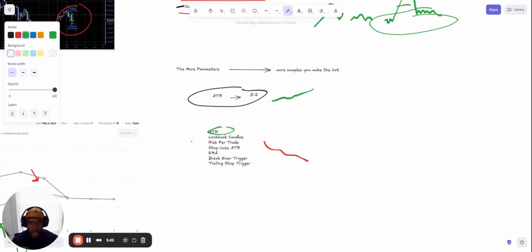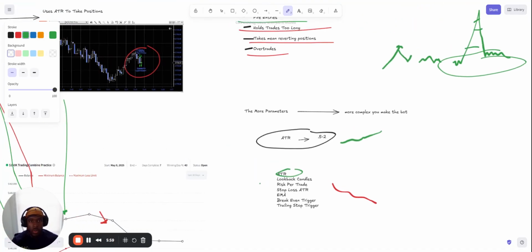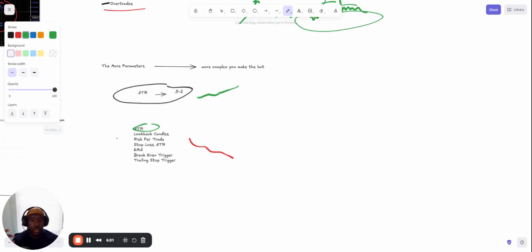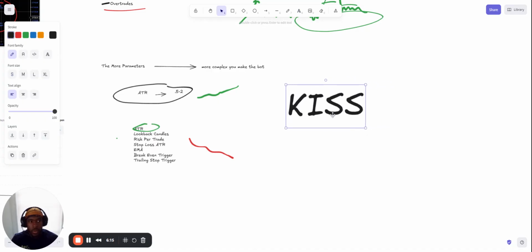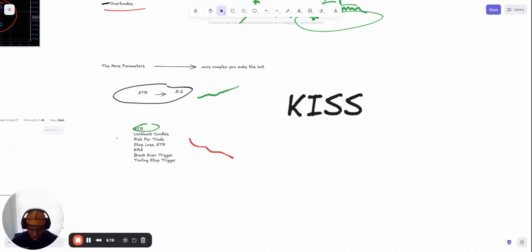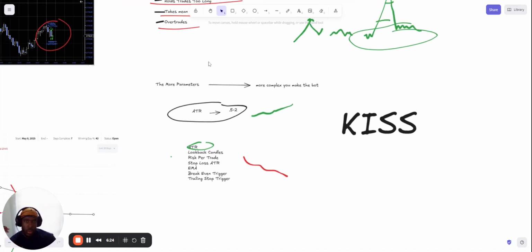Now, when I started adding ATR, look back candles, risk per trade, stop loss, EMA, break even trigger, trailing stop trigger, all these different parameters, the equity curve just got worse and worse and worse, and it just stopped performing well. So, if you're building a strategy in NinjaTrader, if you're learning how to automate some of your trading, or using this to try to get some payouts, my suggestion is that you just keep it as simple as possible. Like, KISS. Keep it simple, sweetie, or keep it simple, stupid. I like to say sweetie because I don't ever want to call myself stupid. But that's pretty much what I've learned so far from building a bot.